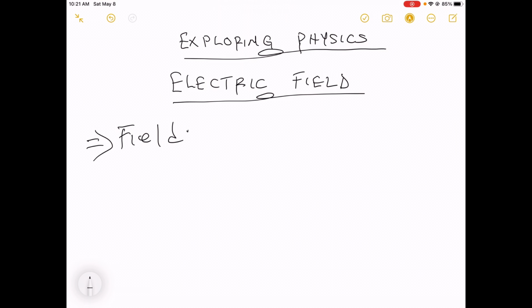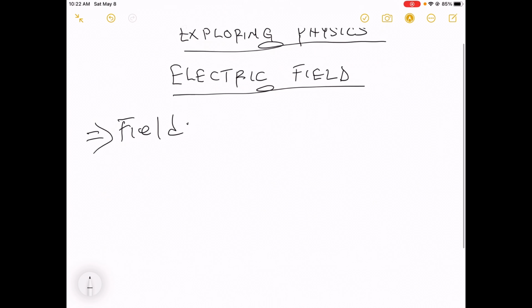A field is more like a space or a region where a physical quantity is being experienced. For example, we have a football field. What happens on a football field? We have players playing, definitely playing soccer. Now we have a basketball court or basketball field. What happens there? They play basketball.